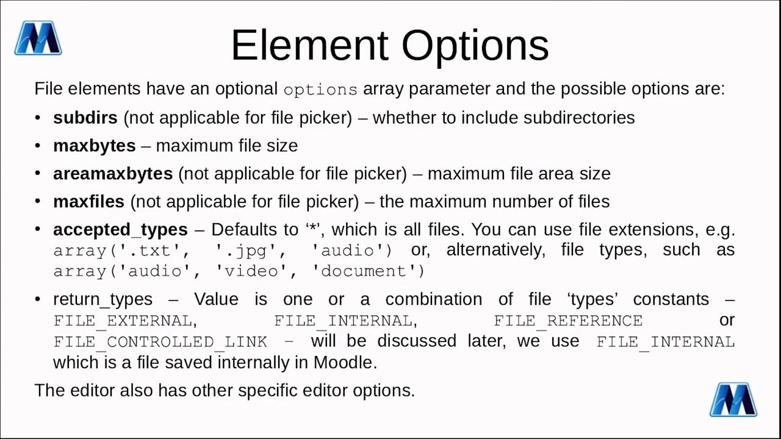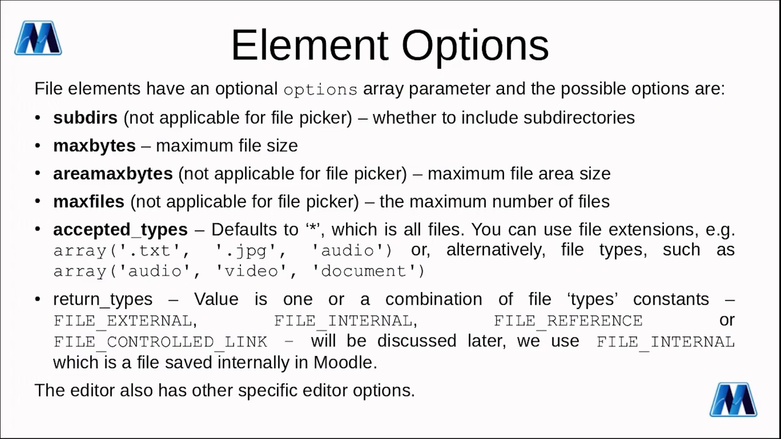So the file elements have an optional options array, and in our code it was described as the attributes rather than the options, but these are the options. Subdirectories, whether or not to include subdirectories, obviously not relevant to file picker. So file picker only deals with one file. It's a straight similar replacement to HTML file. So anyway, we carry on.